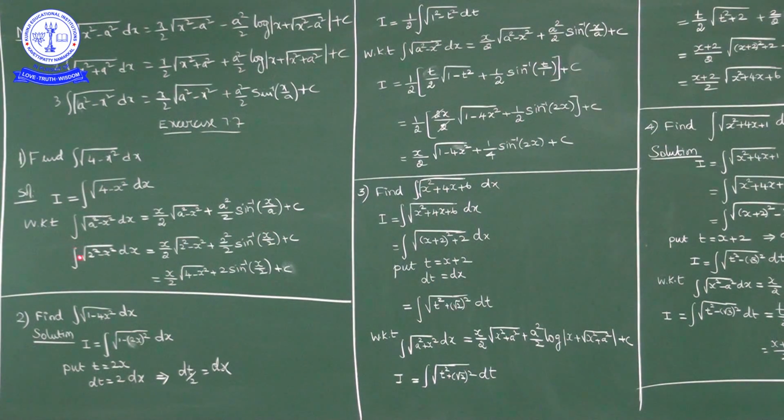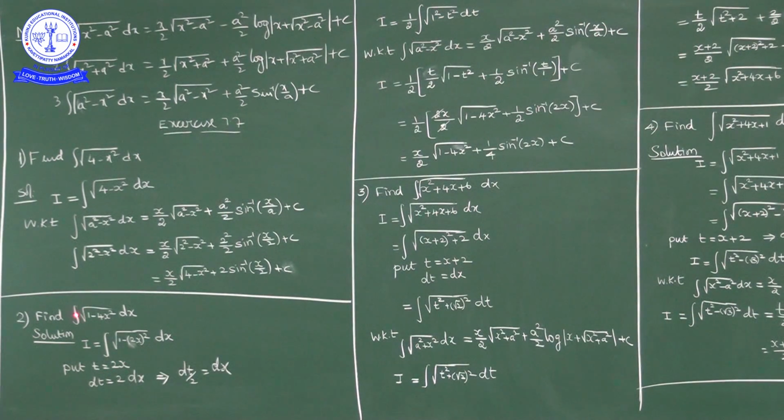So what will we get? Integral of square root of 2 square minus x square dx is equal to x by 2 into square root of 2 square minus x square plus a square by 2, that is 2 square by 2 into sin inverse of x by 2 plus c. So x by 2 into square root of 4 minus x square plus 4 by 2, which is 2, sin inverse of x by 2 plus c. Okay. Next question.